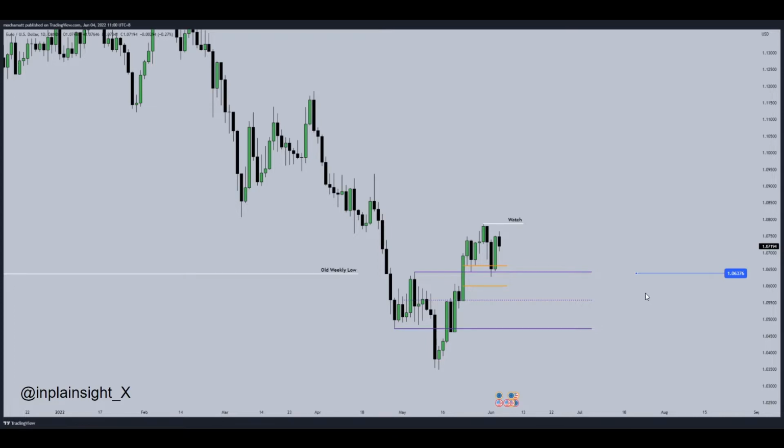And yeah, so moving into euro, we can see this is the same range that exists on the dollar, right? But just basically inverted.